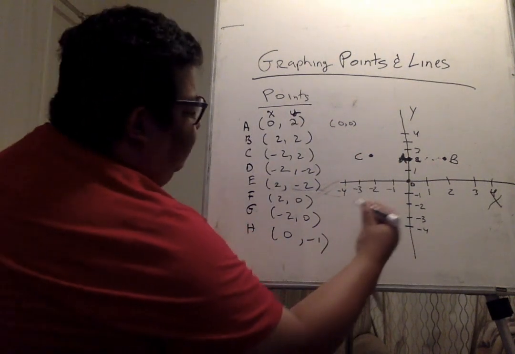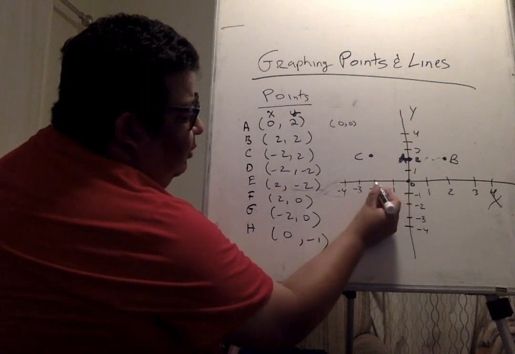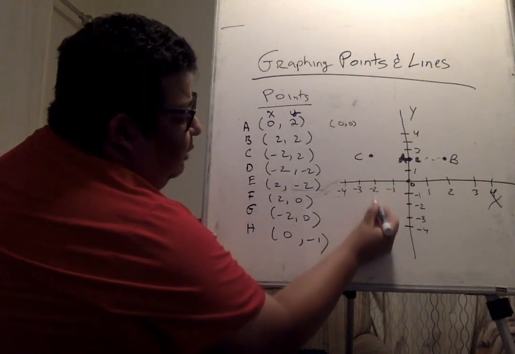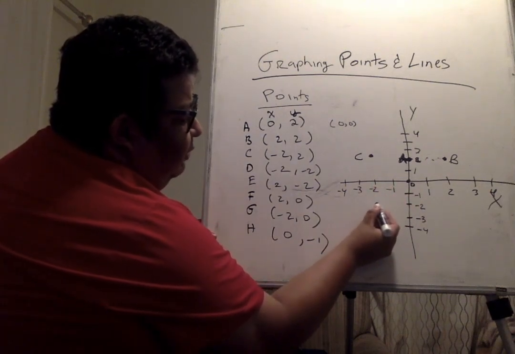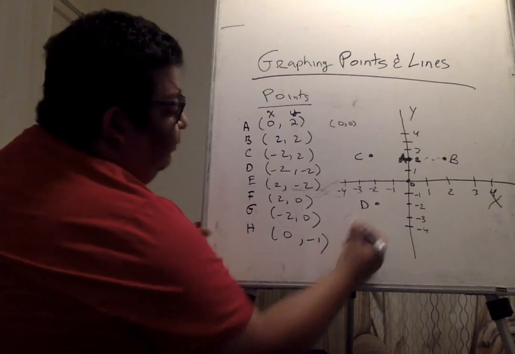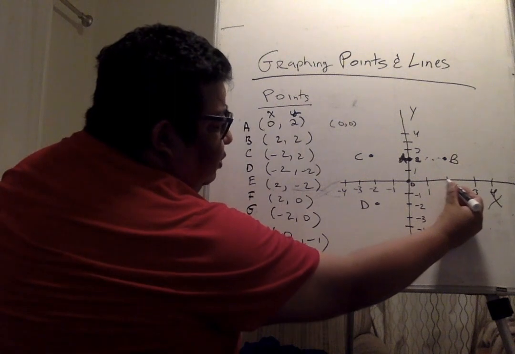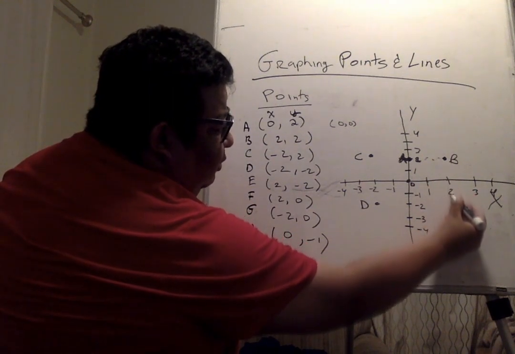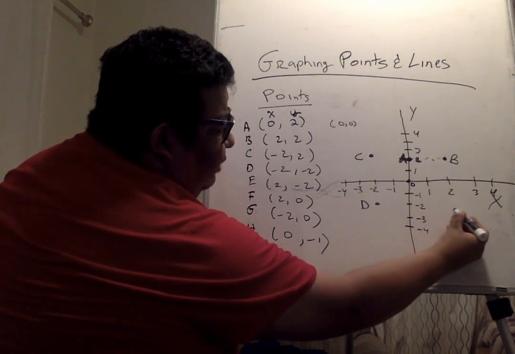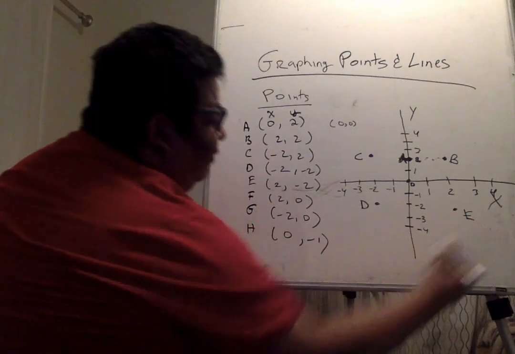D will be -2, -2. So we go left -2, and we go down -2. That is D. E is 2, -2. So it will be 1, 2, -2. That's about here. That's E.